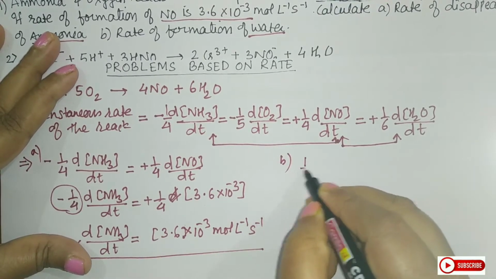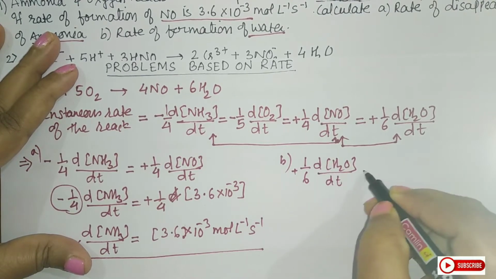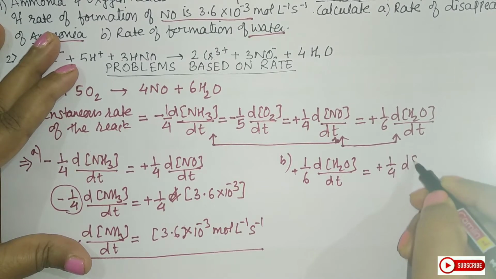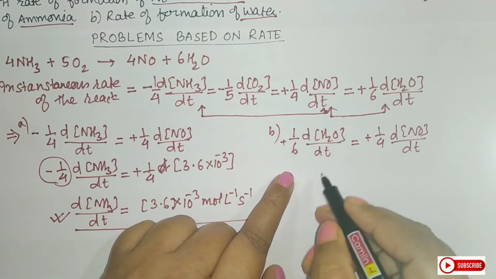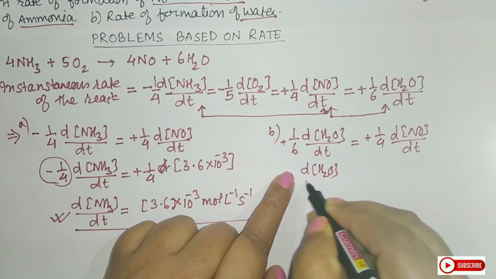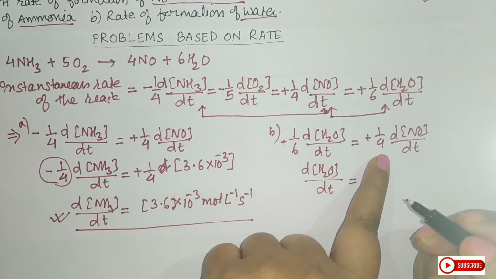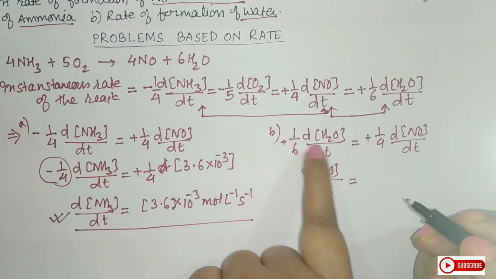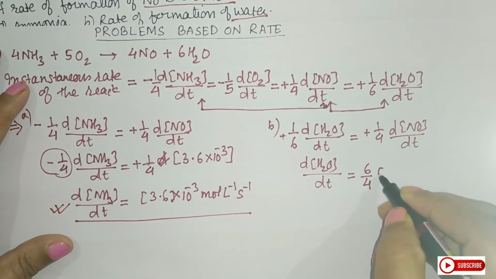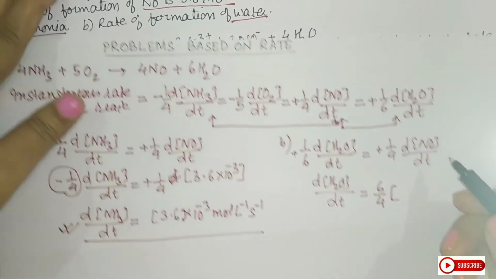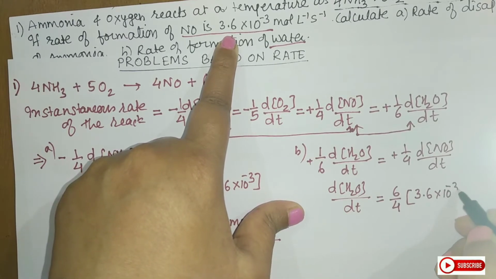So it will be 1 upon 6 d of water by dt is equal to 1 upon 4 d NO by dt. Now I am rearranging this to this side. So what I will get is d of water by dt is equal to, if 1 upon 6 is shifted to this side, it will become 6 upon 1. So 6 upon 1 into 1 upon 4. So this will become 6 upon 4 multiplied by concentration of NO, which is given in the problem, that is 3.6. So let us substitute into 10 raised to minus 3.